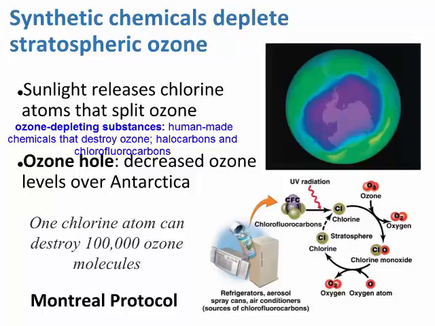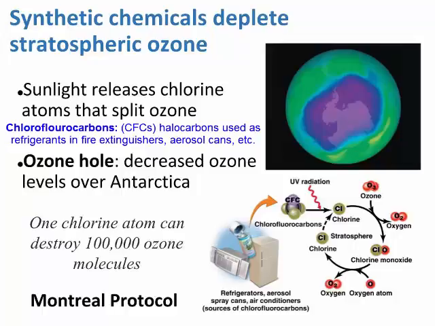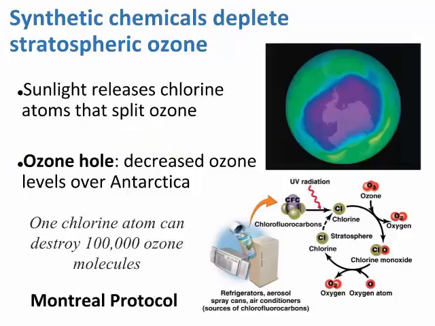The two main culprits are halocarbons and chlorofluorocarbons. Halocarbons are human-made compounds made from hydrocarbons with added chlorine, bromine, and fluorine. Chlorofluorocarbons, also known as CFCs, are halocarbons used as refrigerants, in fire extinguishers, in aerosol cans, etc. CFCs were widely used once because they have incredibly high boiling points, which means they could be used near high heat sources without the risk of them catching fire.